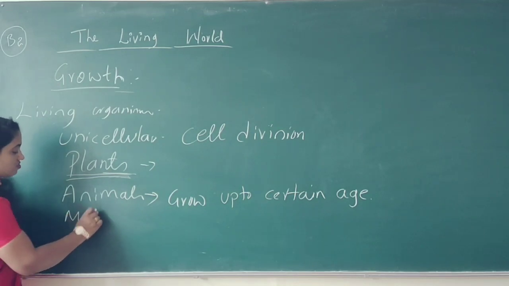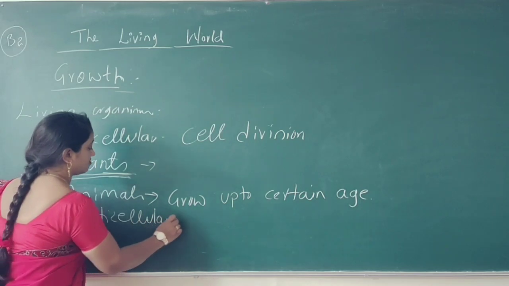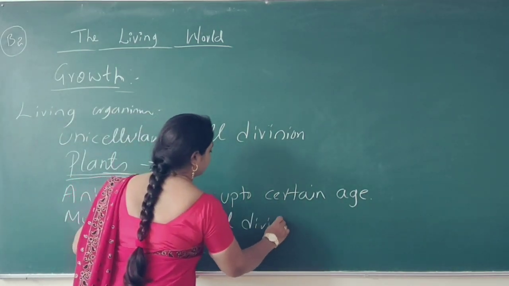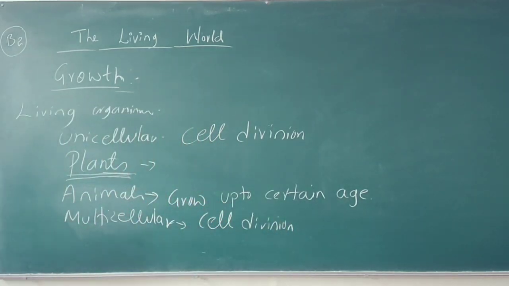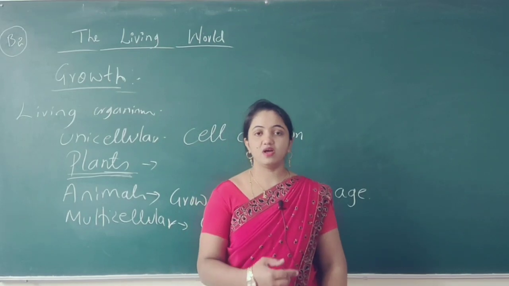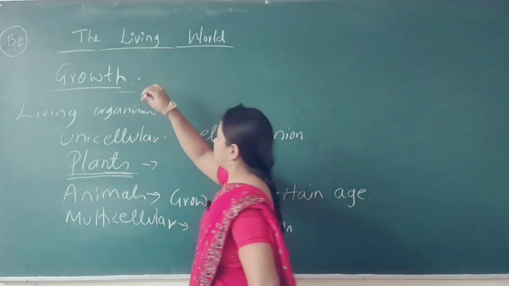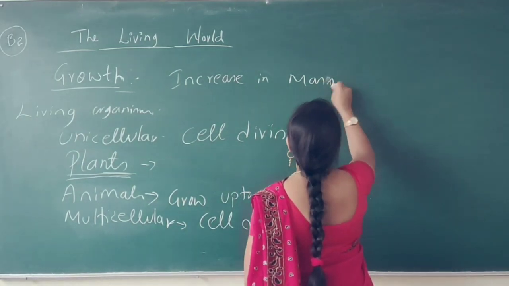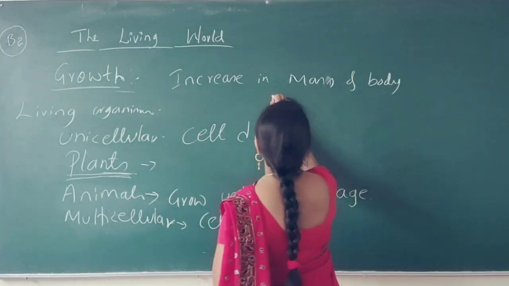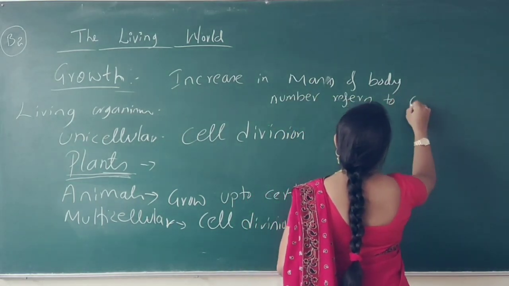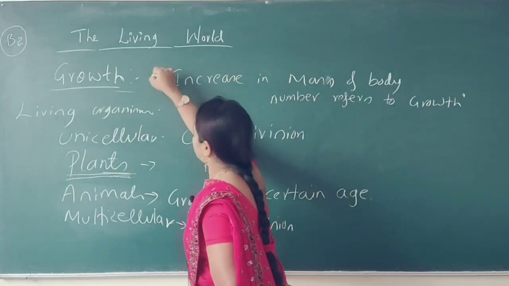And then how about multicellular organisms? Multicellular organisms also grow by means of cell division. With this we can say growth is nothing but increase in mass or increase in number of a body. Let me write here: increase in mass of body or increase in number refers to growth. It is the definition of growth.